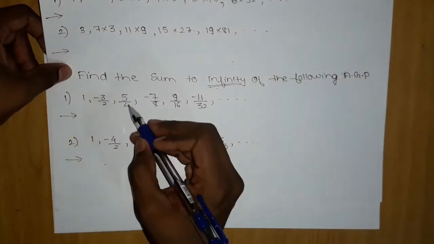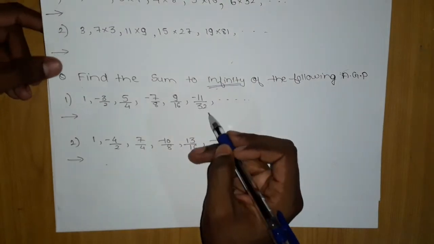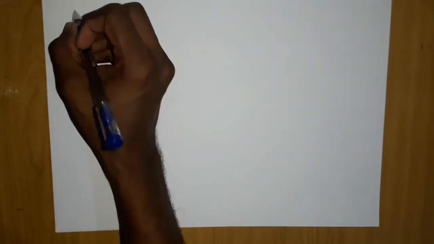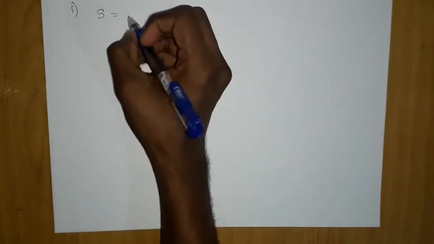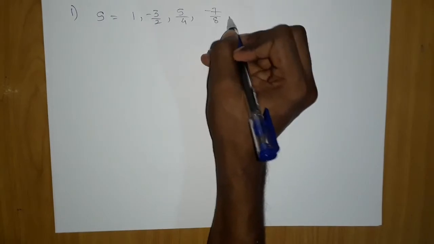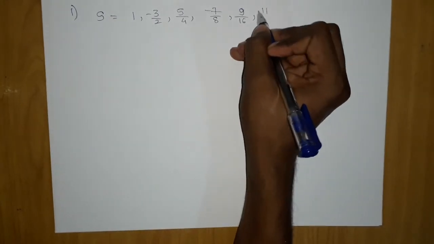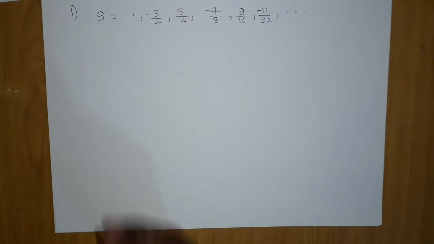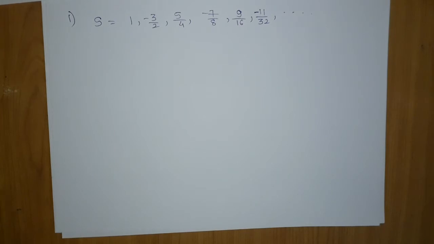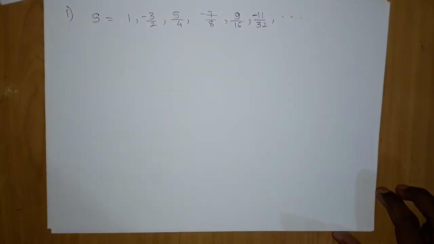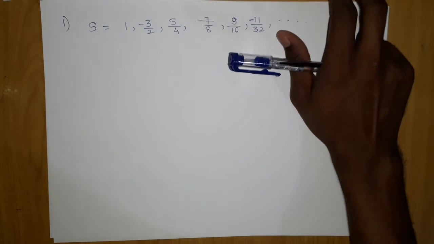Now further on, the sequence given is 1, minus 3 by 2, 5 by 4, minus 7 by 8, 9 by 16, minus 11 by 32, and so on. I will write it: S is equal to 1, minus 3 by 2, 5 by 4, minus 7 by 8, 9 by 16, minus 11 by 32, and so on. We will learn how to solve this type of problem. What you can do is get the common ratio, analyze this. In infinity, we know the nth term will be infinity, so we don't need to find the Tn or write the AGP formula. That step will be eliminated here. All we need to do is to understand the common ratio.